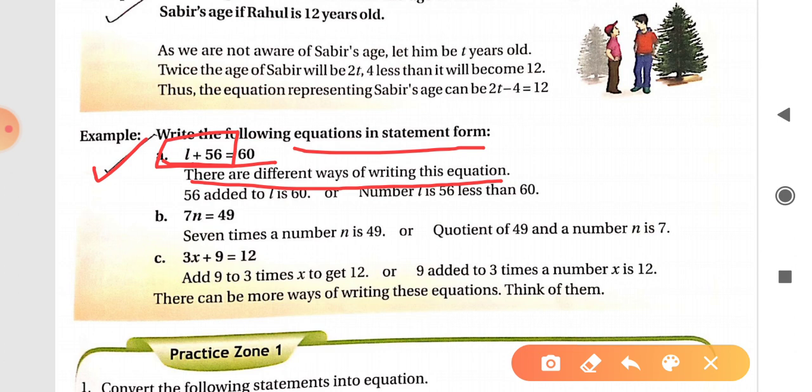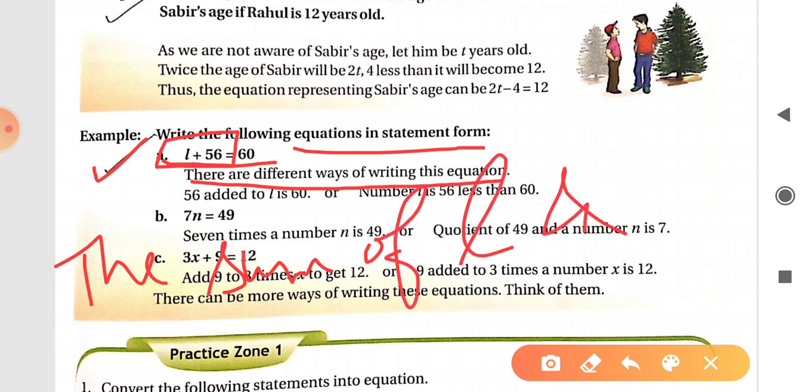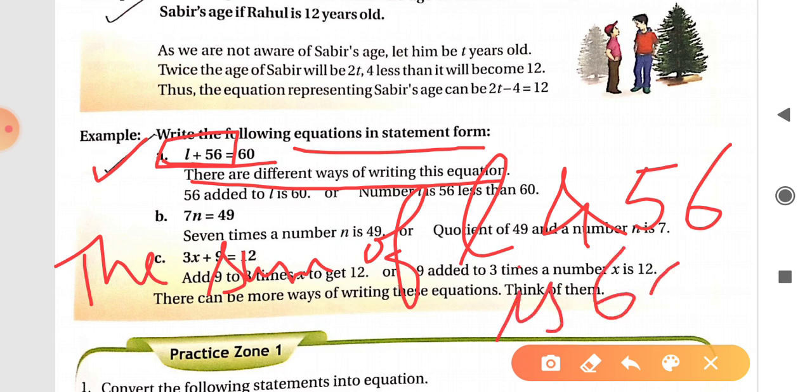Because this is sum, that means addition. So you can write the sum of L and 56 is 60. This is the statement of the given equation. Here it is written that 56 added to L is 60. It is also correct, and this statement is also correct. You can write it any way.